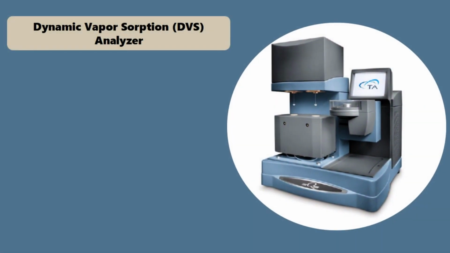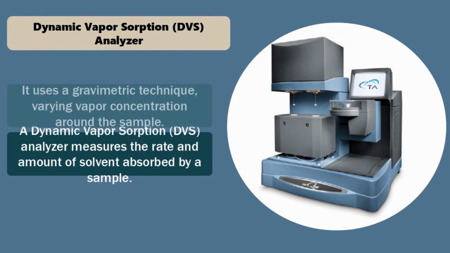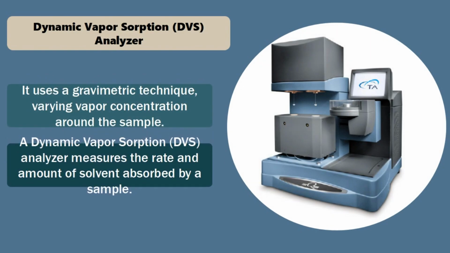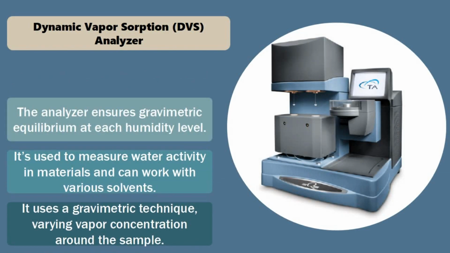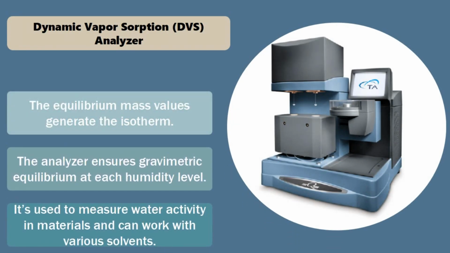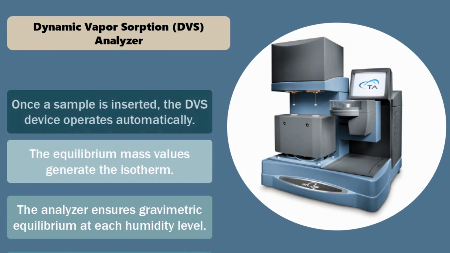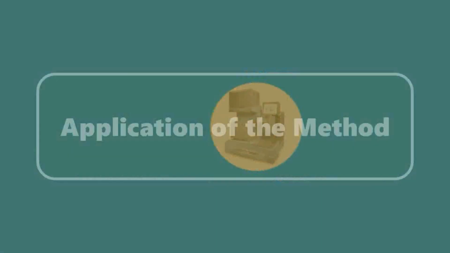This is the dynamic vapor sorption analyzer. It measures the rate and amount of solvent absorbed by a sample. It uses a gravimetric technique, varying vapor concentration around the sample. It is used to measure water activity in materials and can work with various solvents. The analyzer ensures gravimetric equilibrium at each humidity level. The equilibrium mass values generate the isotherm. Once the sample is inserted, the DVS device operates automatically.